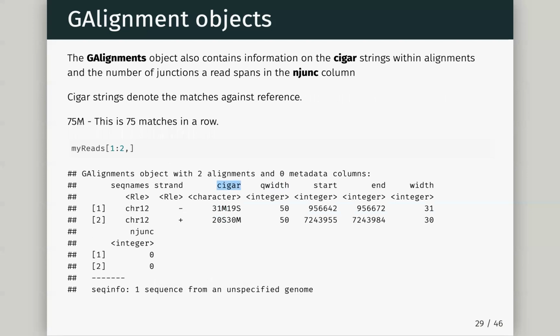Okay, so we already know a little bit about cigar, 75M, 75 matches in a row. We have the concept of insertions, deletions. We have the concept of junctions. If we look here, we can actually see an additional column called njunc, which will be very useful later on. This tells you how many junctions this particular read spans. So if a read maps across splice junctions, we can extract those reads directly by just filtering down on this njunc column.